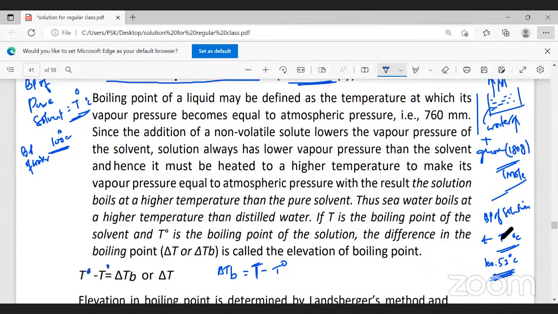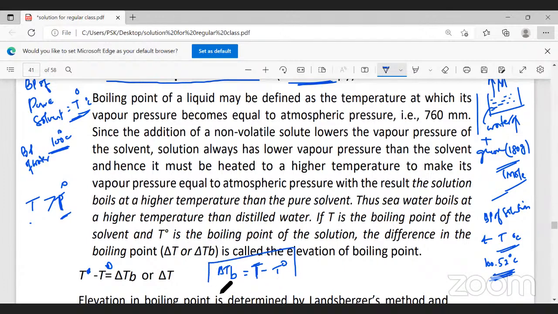What is this T? T is nothing but the boiling point of the solution, and T naught is the boiling point of the pure solvent. Always remember, in case of elevation in boiling point, T will be greater than T naught. The boiling point of the solution will be greater than the boiling point of the pure solvent. So delta TB is equal to T minus T naught.